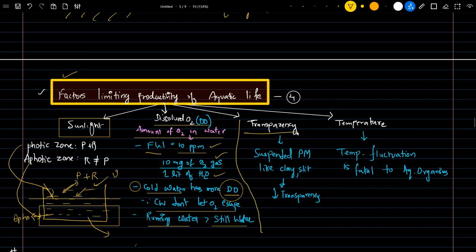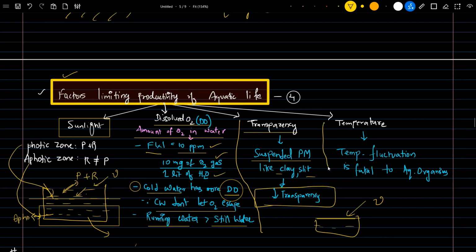Next, transparency. Whenever suspended particulate matter like clay and silt is present in a water body, it blocks sunlight from entering below, so it decreases the transparency. The next factor is temperature. Any temperature fluctuation is fatal to aquatic organisms because adaptability is difficult for them.